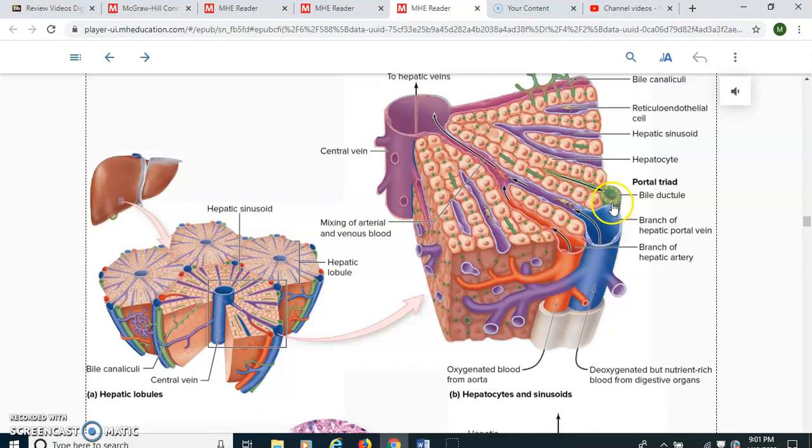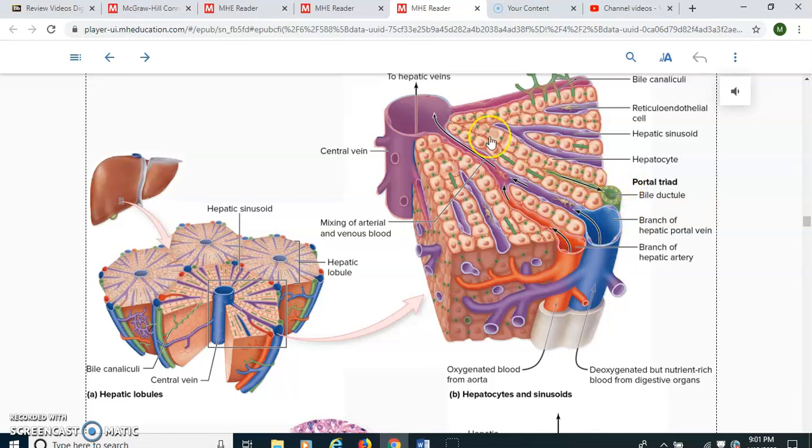All right, and then the third part of the portal triad is the bile ductule. So the bile ductule is going to be carrying just the bile, so there's not going to be any blood in there. So those make up the portal triad.